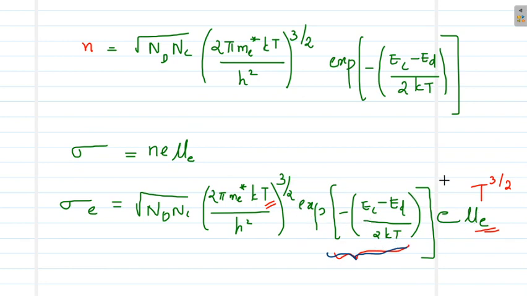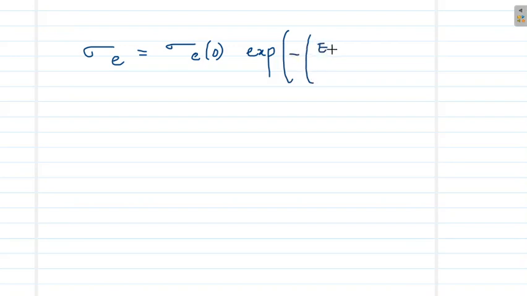So we can effectively neglect the temperature dependence of this pre-exponential term and consider that the exponential term brings the temperature dependence here. When compared to this exponential term and its temperature dependence, the other terms have a weak dependence on temperature. So writing that, we can write sigma_e equals sigma_e0, which are the pre-exponential terms, into exponential of minus (EC minus ED) by 2kT.